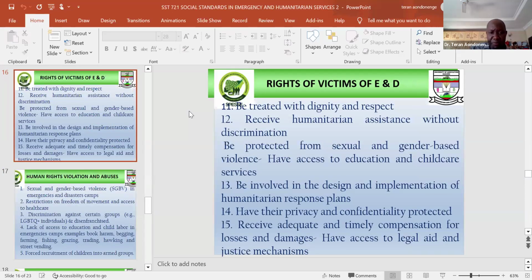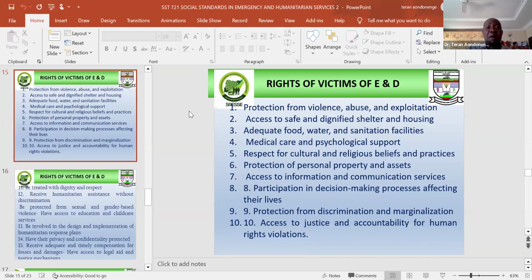Those rights of victims, we mentioned about 15 of them. Somebody may just decide to mention only some, and it's like they didn't take the whole thing. The whole thing is, there are about 15 of them here. Know it, and know that there are key things. If there's anything for you to ask now, before we go, ask. Otherwise, next we'll be meeting in exams.